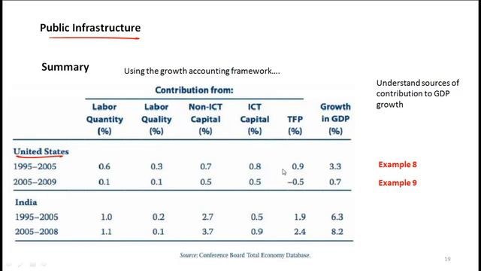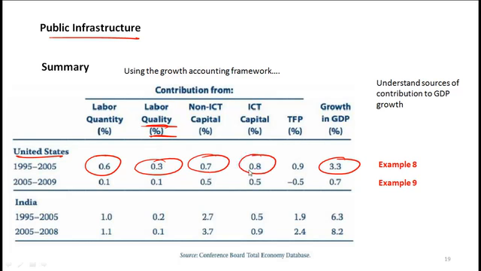In 1995 to 2005, growth in GDP was 3.3%. Where did this come from? 0.6% came because of labor quantity. Labor quality, so better education, better training, contributed 0.3% growth. Non-ICT capital contributed 0.7%. ICT capital contributed 0.8% of this number.